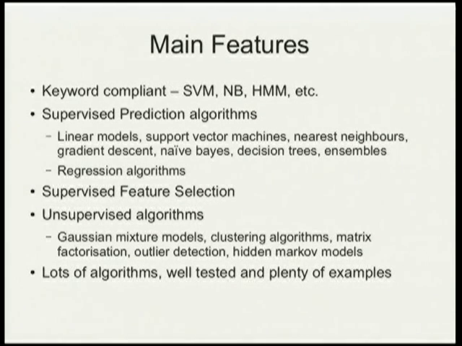So we're keyword compliant from a machine learning point of view: SVM, naive Bayes, hidden Markov models. We have a very large number of algorithms. It's not comprehensive in any regard, but we're getting closer. So for those that know what these words are, there's a very large chunk of algorithms, and as well as that, we have plenty of examples of usage, not only your sort of 101 introductory usage, but also more in-depth applications that are pretty standard, like topic clustering.